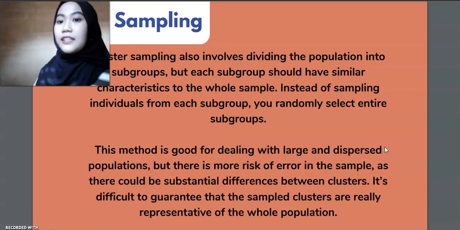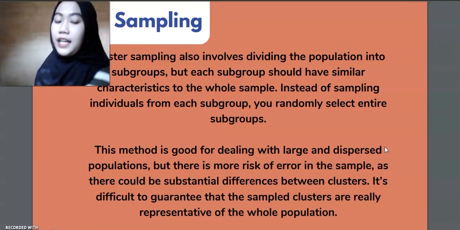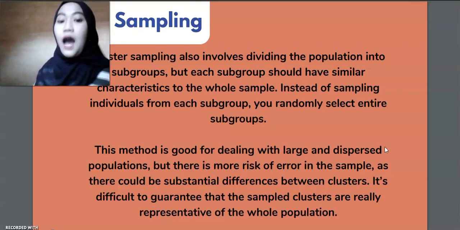And the next sampling is cluster sampling. It also involves dividing the population into subgroups, but each subgroup should have similar characteristics to the whole sample. Instead of sampling individuals from each subgroup, you randomly select entire subgroups. This method is good for dealing with large and dispersed population, but there is more risk of error in this sample, as there could be substantial differences between clusters. It's difficult to guarantee that the sampled clusters are really representative of the whole population.